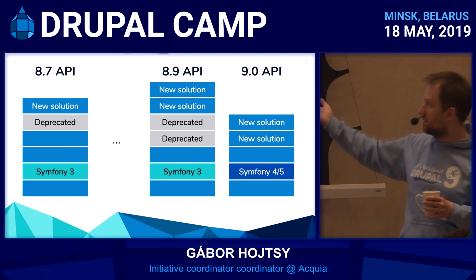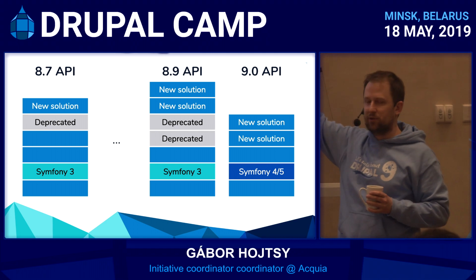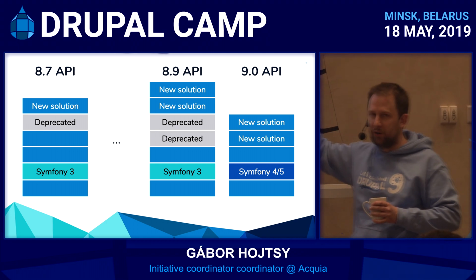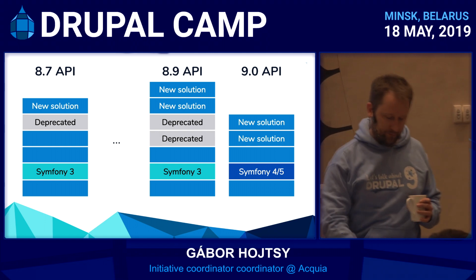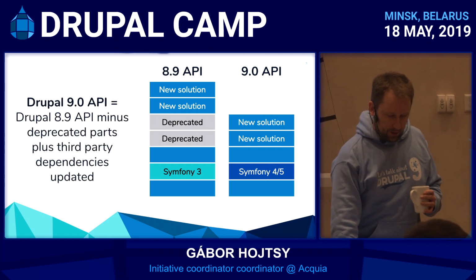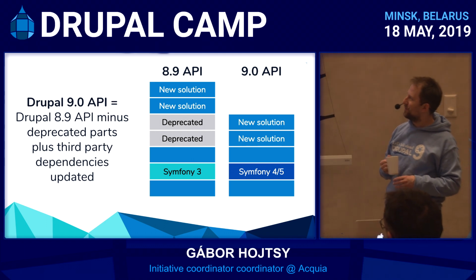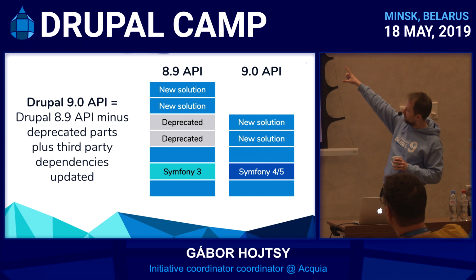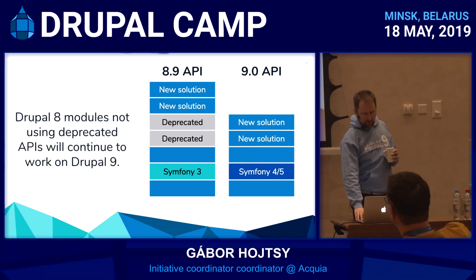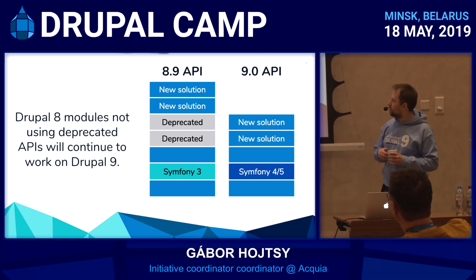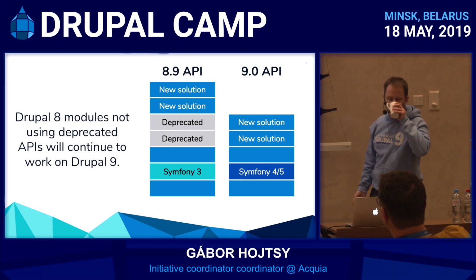The great thing about this is if you keep updating your Drupal core version, you are naturally transitioning into Drupal 9. You can't avoid becoming Drupal 9 because we're gradually transitioning you to Drupal 9. So in short, the Drupal 9.0 API will be the Drupal 8.9 API minus the deprecated parts plus the third-party dependencies updated. So in other words, Drupal 8 modules not using deprecated APIs will continue to work on Drupal 9.